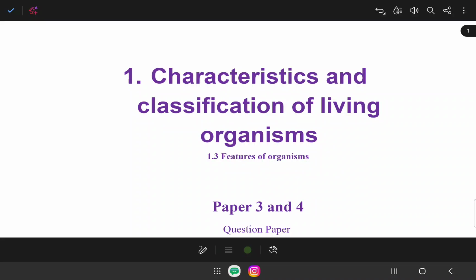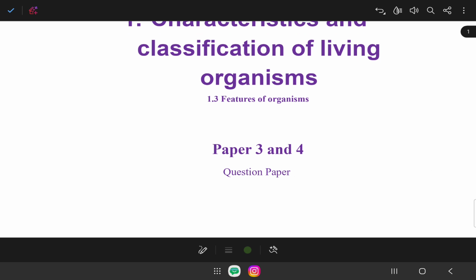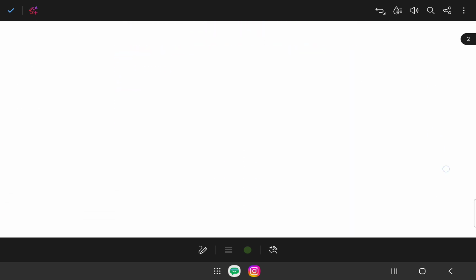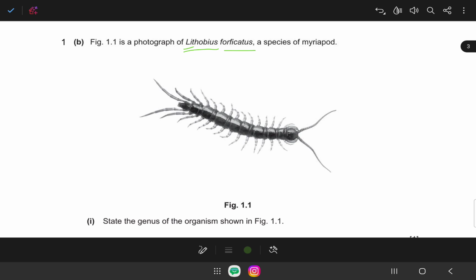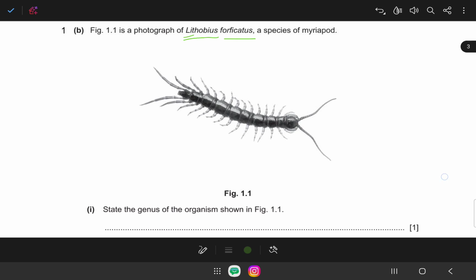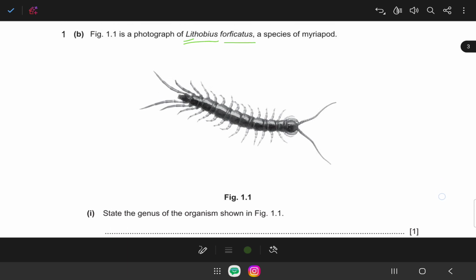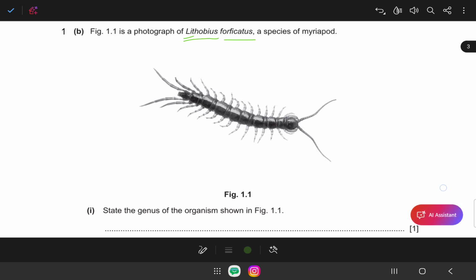Hello everyone, today we'll be doing characteristics and classifications of living organisms, and the subtopic is features of organisms. We'll be doing a past paper because last time I had a video explaining it. Figure 1.1 is a photograph of Lithobius forficatus, a species of myriapod. State the genus of the organism shown in figure 1.1.